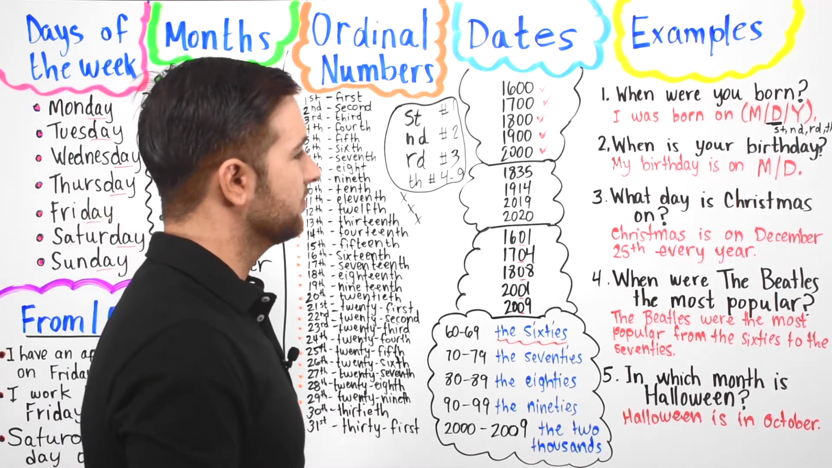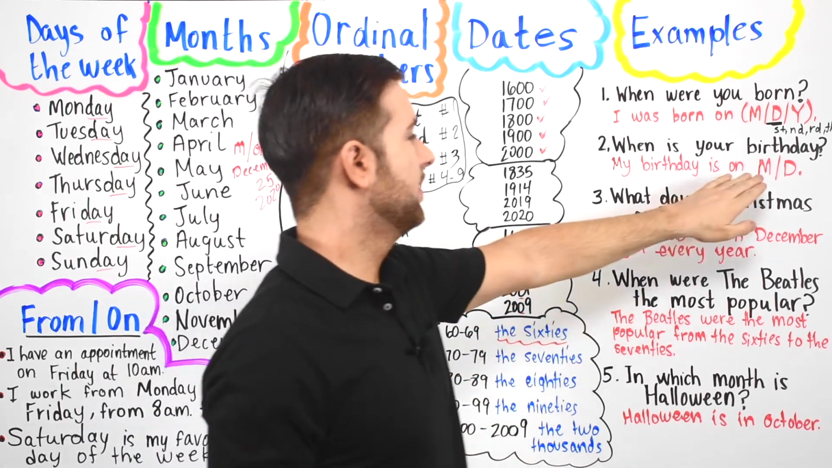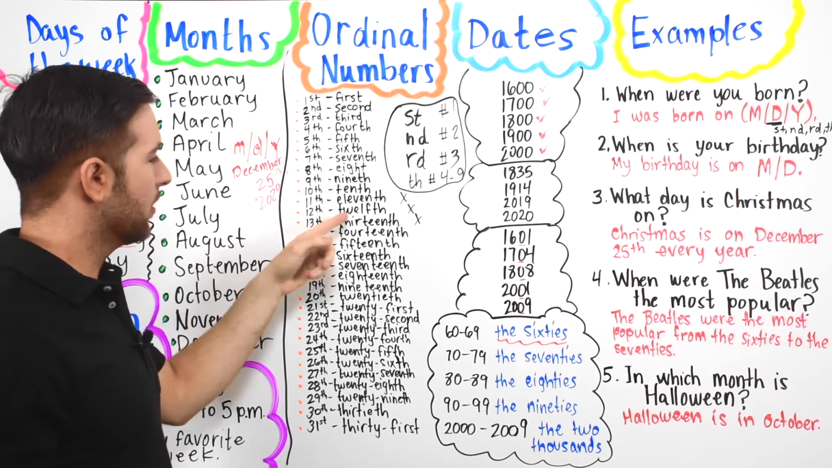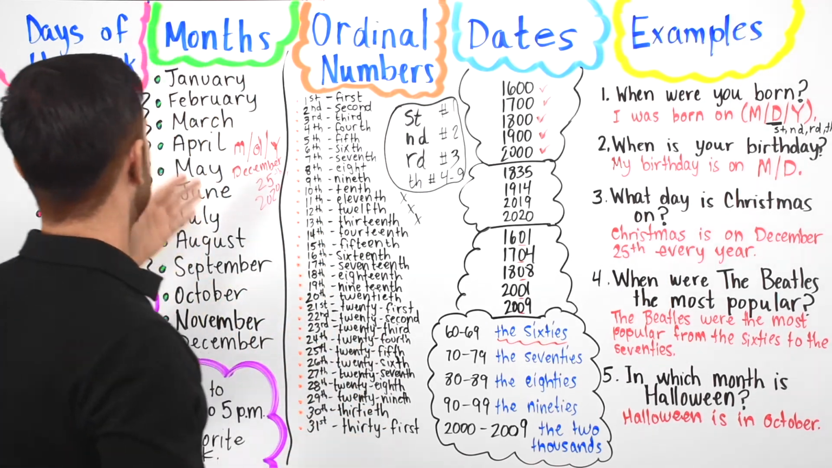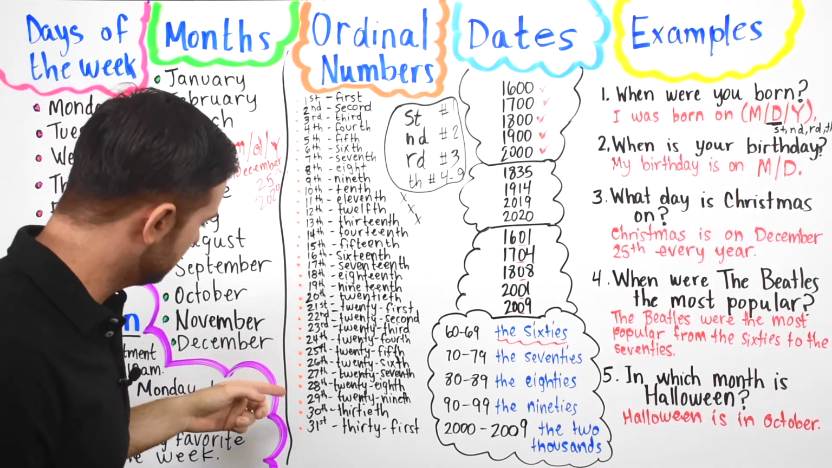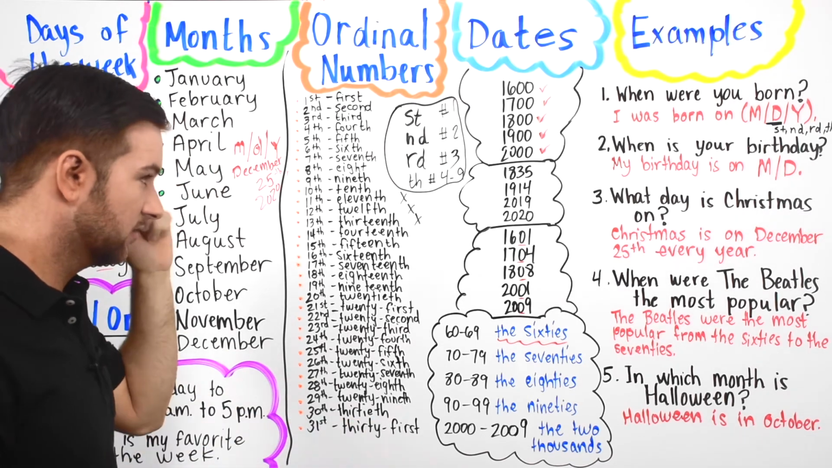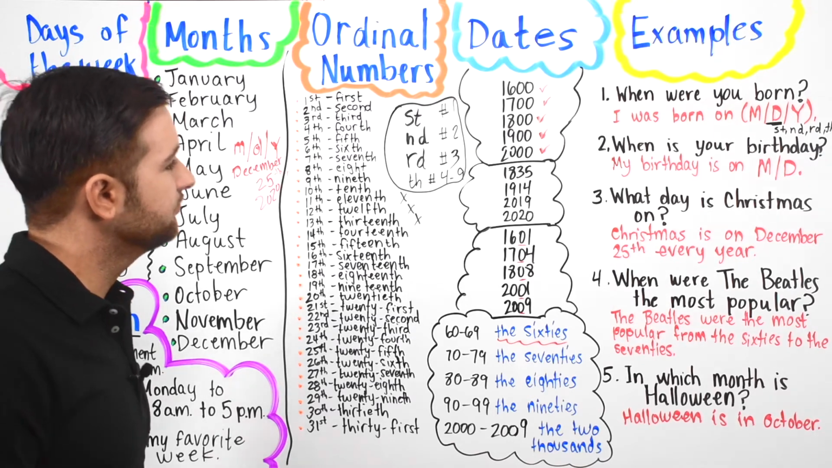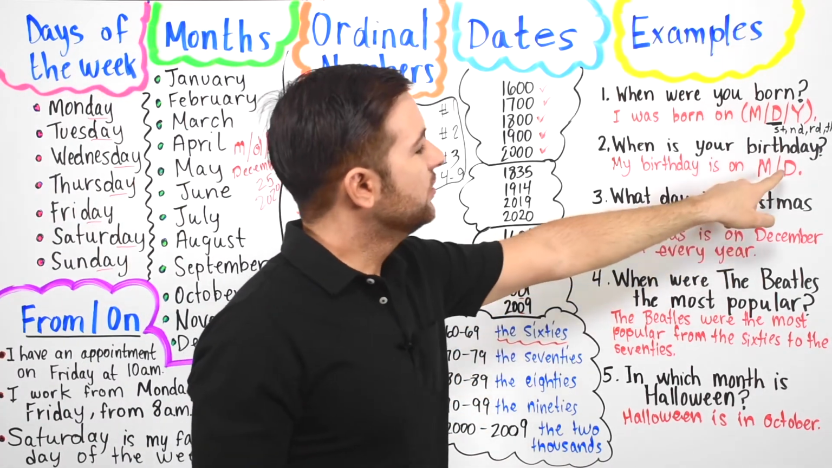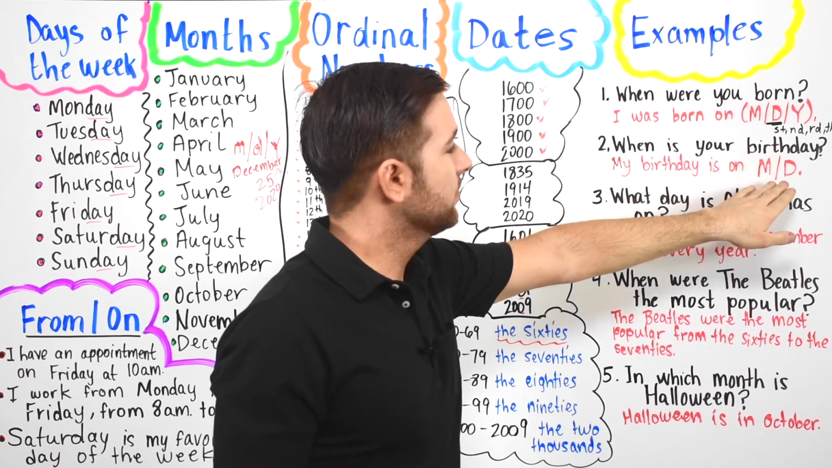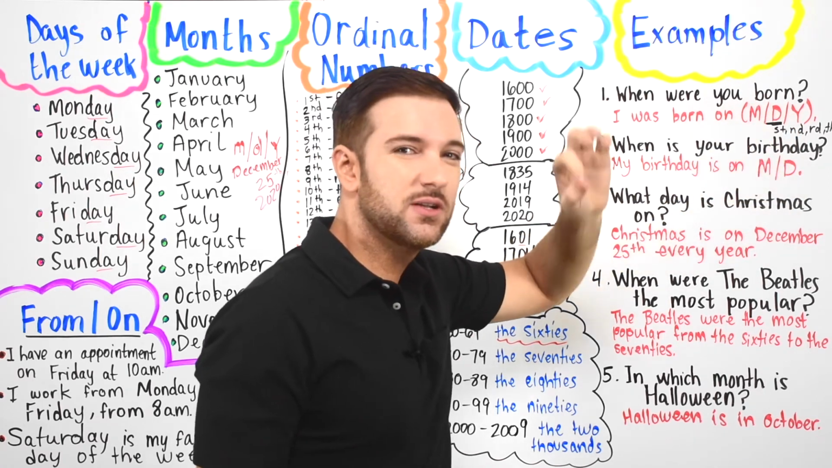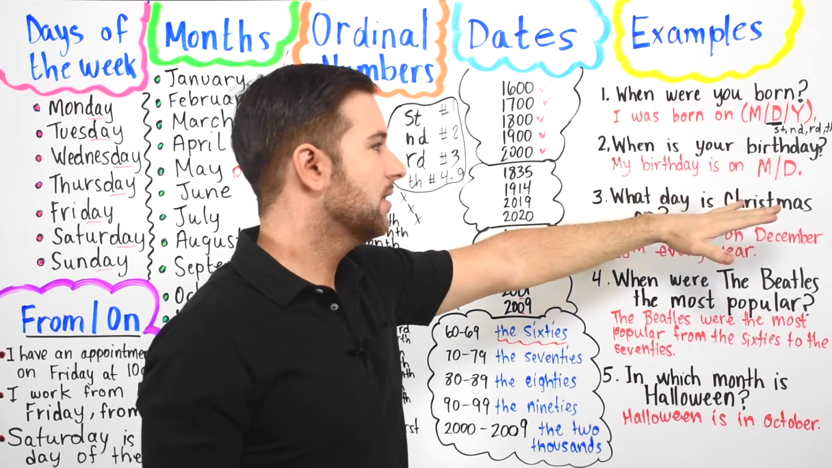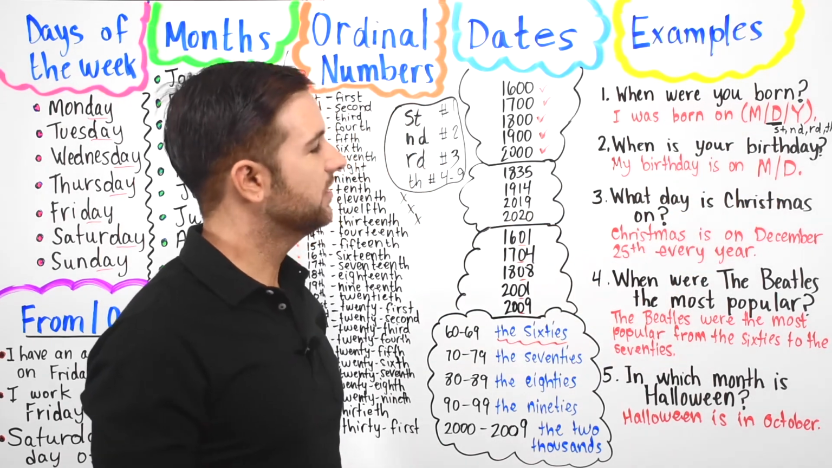Number 2, when is your birthday? My birthday is on month and then the day. My birthday is on June 12th, okay? My birthday is on November 30th, so you choose what you want. Notice when we're talking about a birthday, guys, we don't have to use the year unless you want to be really specific when you talk about when you're born. But no, when we talk about birthdays, don't put the year.